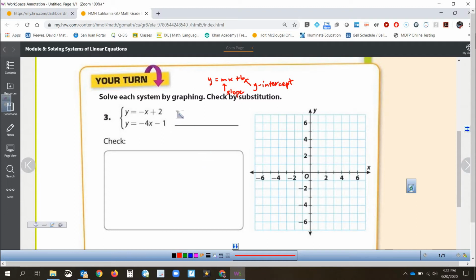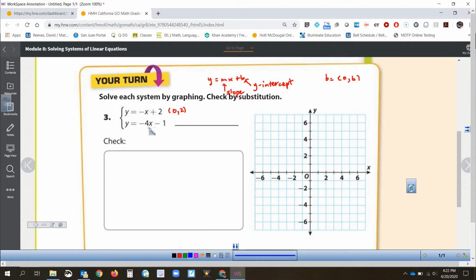When you graph a line, you need at least 2 points. The y-intercept gives you one of those points. The y-intercept is actually (0, b). For every y-intercept, x equals 0. So when I take a look at this first equation right here, I have the point (0, 2).